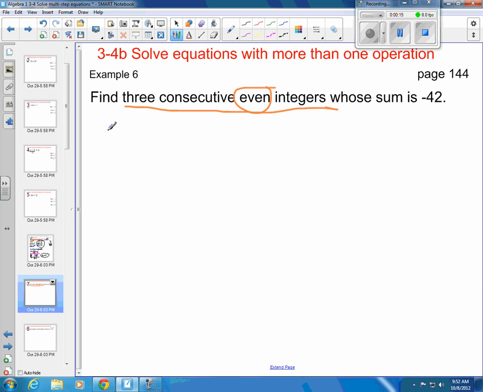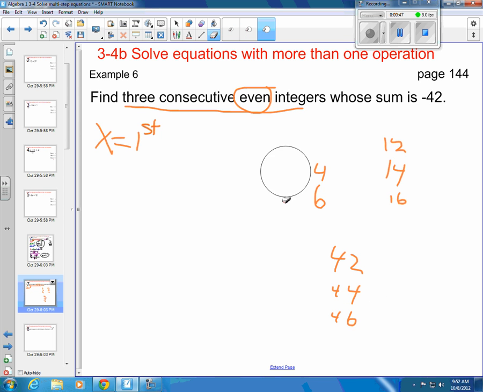In this case, again, we do not know what our first number is, so I'm going to put x is my first number. But now we're talking about consecutive even integers. Consecutive means in a row. Even, well, even numbers 2, 4, 6, 8. So 3 consecutive integers could be 2, 4, 6, or 12, 14, 16. Those would be consecutive even integers. 42, 44, 46. All those 3 in a row, and they're even integers.